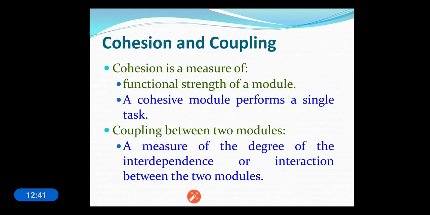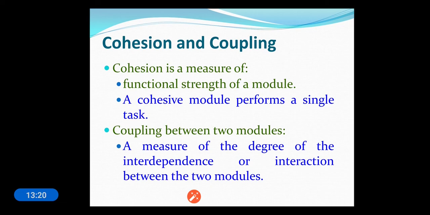Coming to cohesion, cohesion is a measure of the functional strength of a module. That means in a module we generally have some set of functions. If all these functions are performing a single task, that is, they are working for a single task, then we can say there is high cohesion among those functions. That's what cohesiveness is, the functional strength of a module.